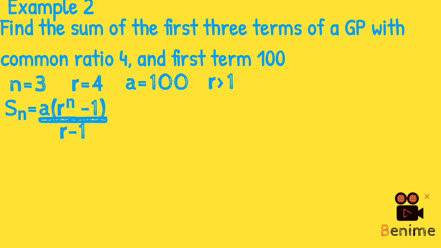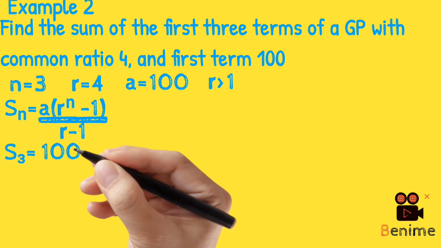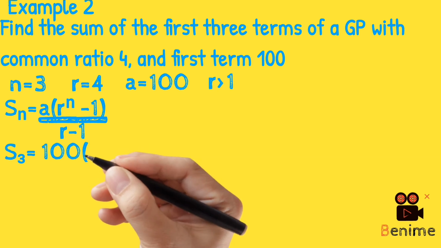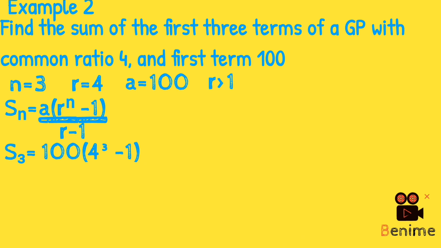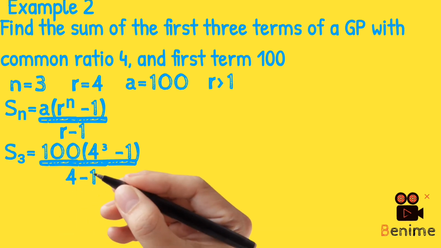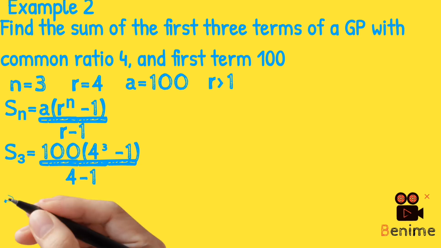So instead of writing Sn now, you write S3 is equal to 100 because a is 100, open bracket, 4 raised to the power of 3 because r is 4, n is 3. So that's 4 raised to the power of 3 minus 1, close bracket, all over 4 minus 1 again because r is 4. So 4 raised to the power of 3 inside the bracket is 4 times 4 times 4. 4 times 4 is 16. 16 times 4 will give you 64.